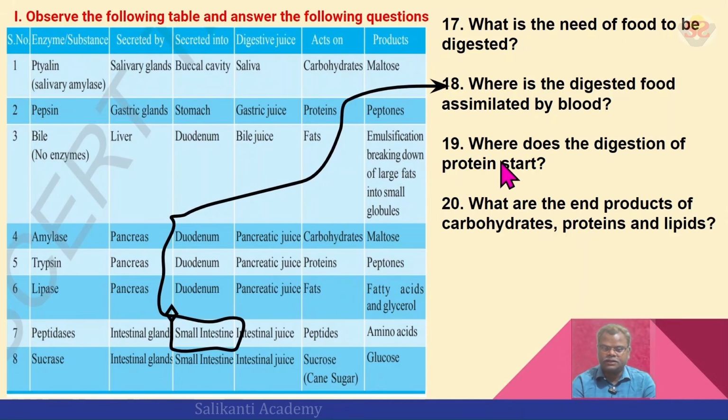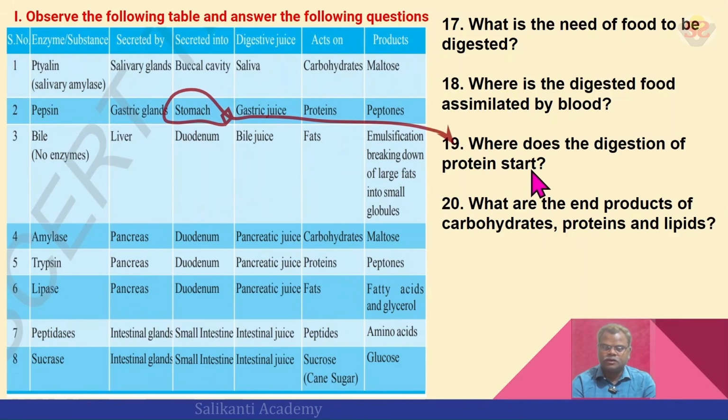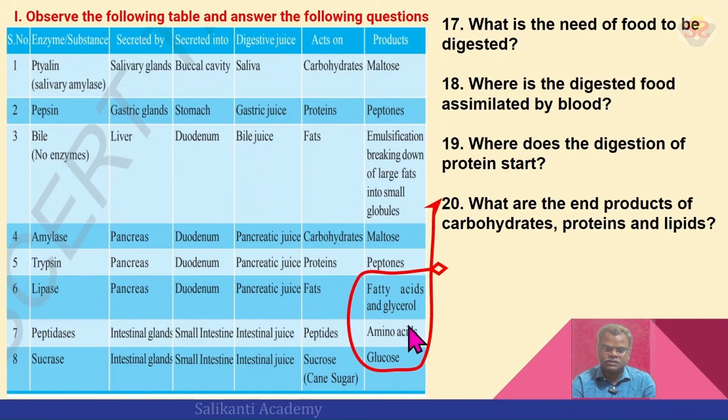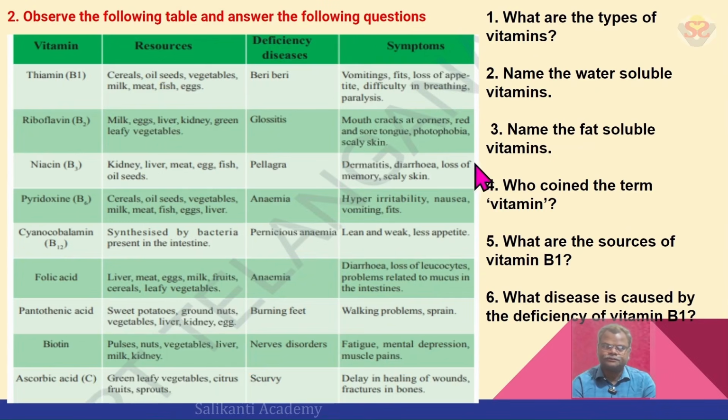Where is the digested food assimilated by blood? Small intestine. Where does the digestion of protein start? Stomach. What are the end products of carbohydrates, proteins, and lipids? Carbohydrates' end product is glucose, protein's end product is amino acids, lipids' end products are fatty acids and glycerol.